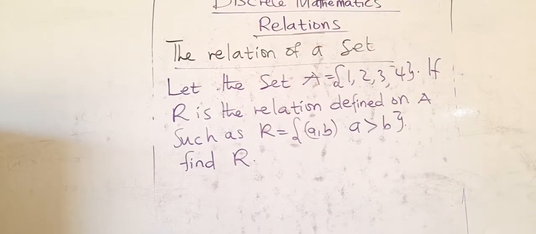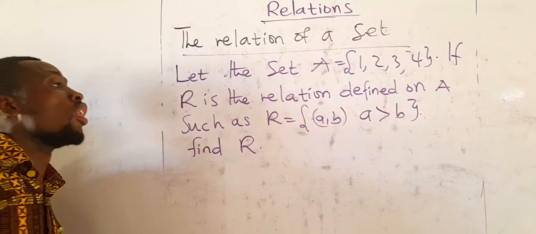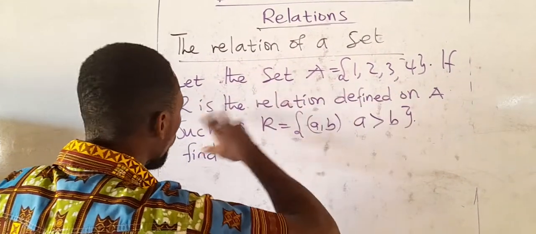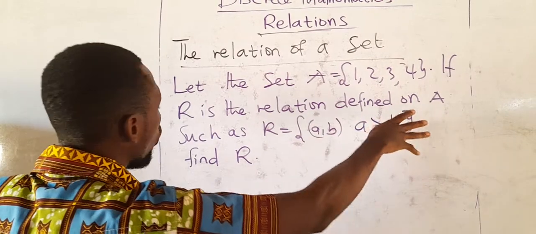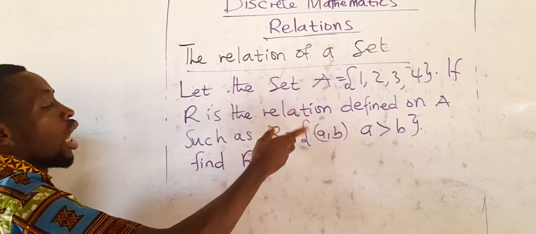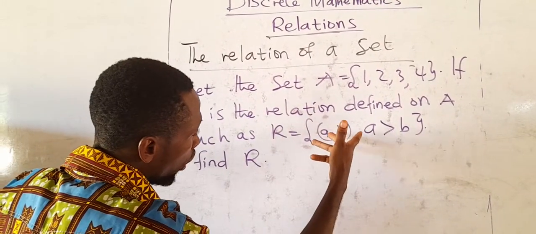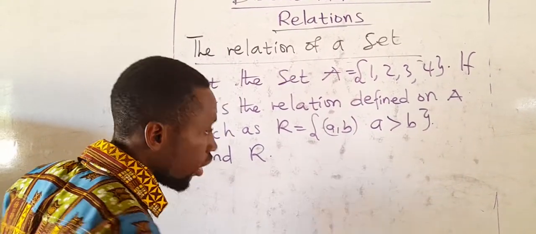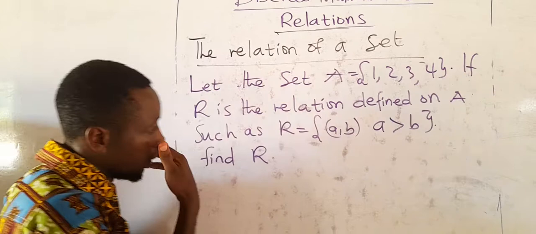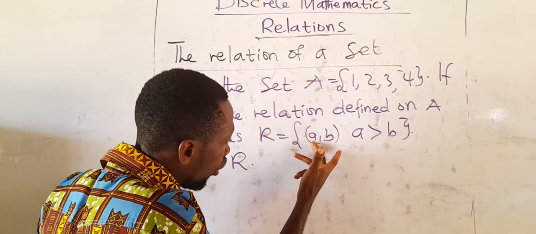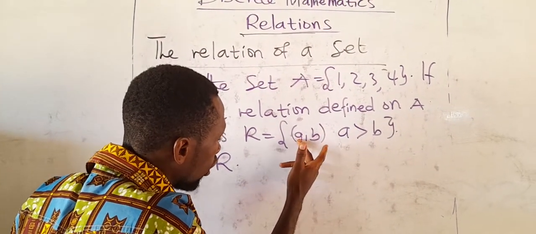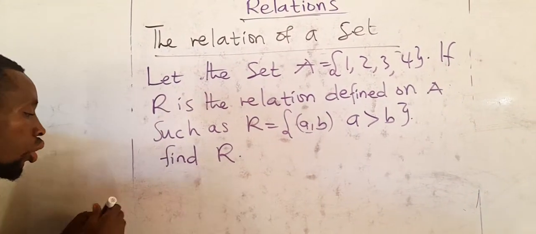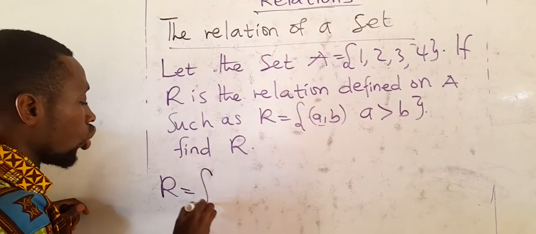Solve another one on the relation of a set. Say, let the set A be this. If R is a relation defined on A, such that R is the ordered pair (a, b), where a is greater than b, then find R. What does it mean? It simply means we find an ordered pair (a, b), where the first one must always be greater than the second. That is all. So our R will be equal to this.